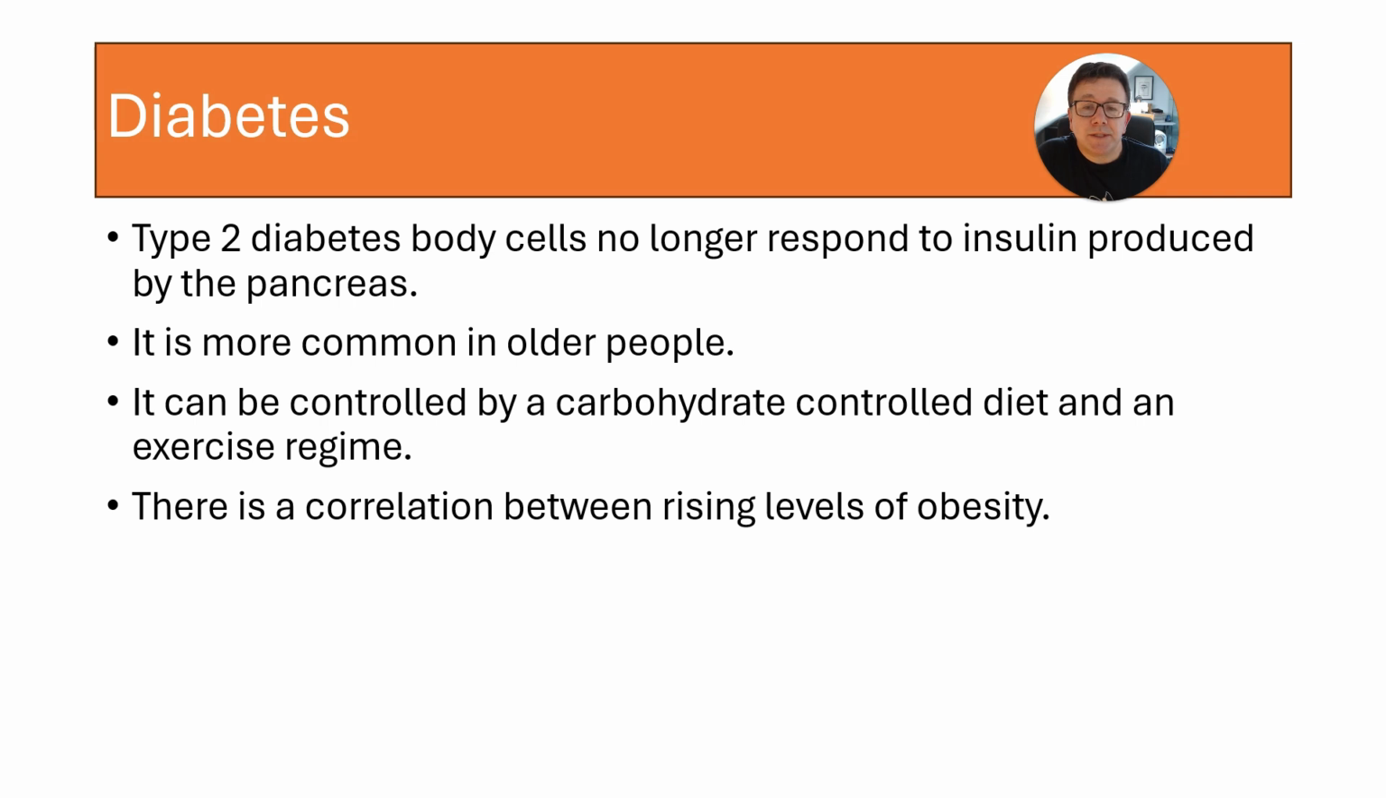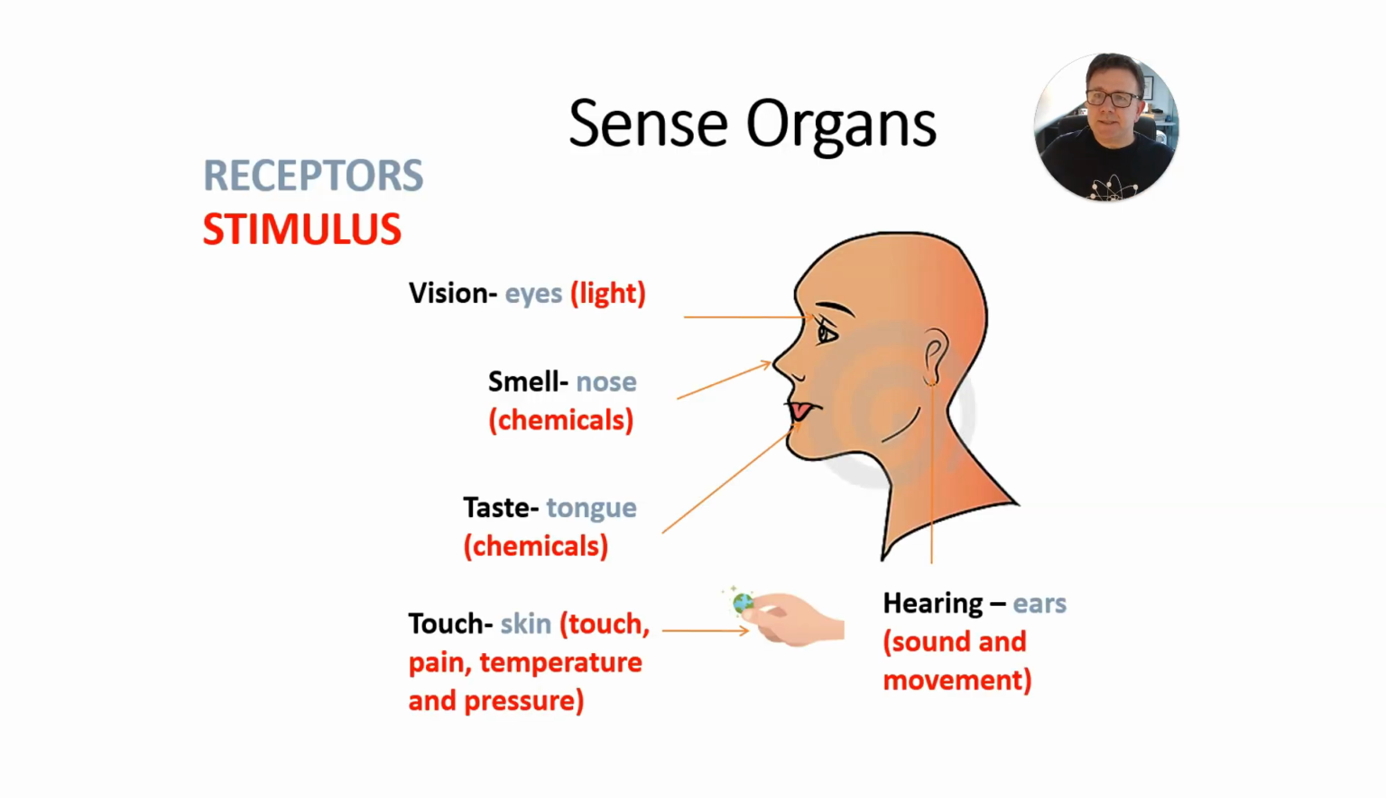Type 2 is usually later onset, so more common in older people, where your cells, so the kind of target cells, no longer respond to insulin produced. So you control it by a carbohydrate controlled diet, not just a controlled diet, it's got to be carbohydrates, and an exercise regime, so regular exercise. And there is a correlation, so one of the key risk factors of diabetes is obesity.